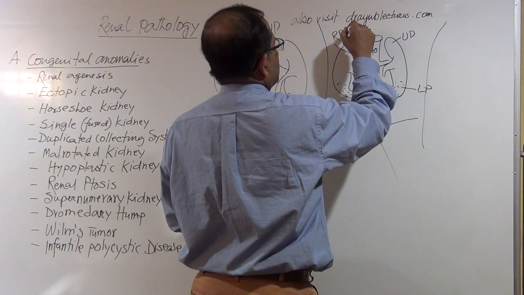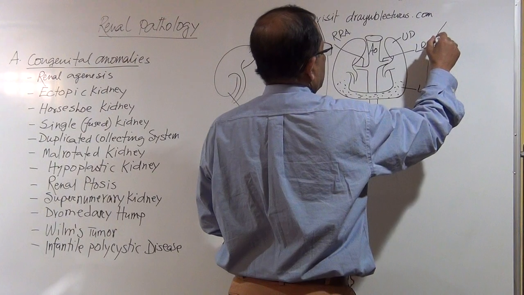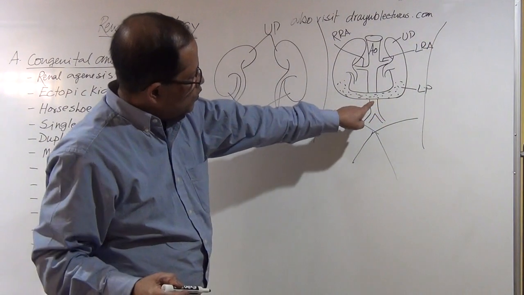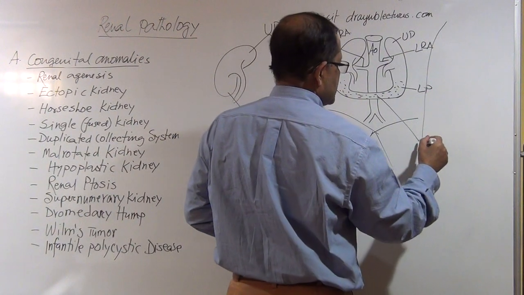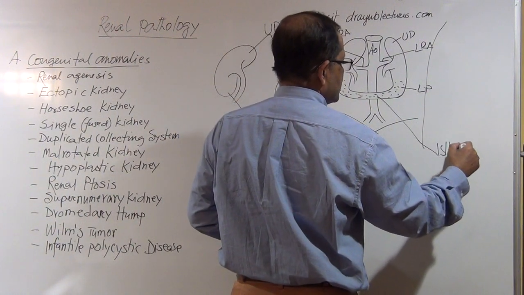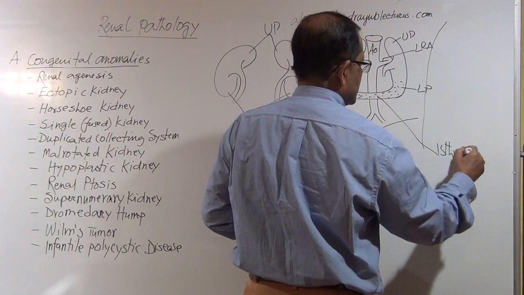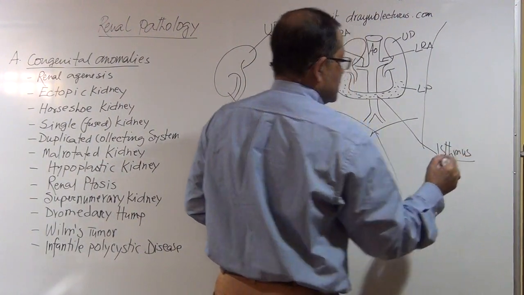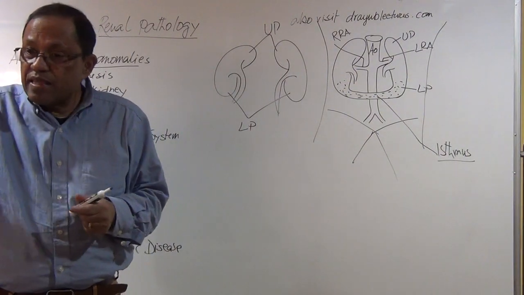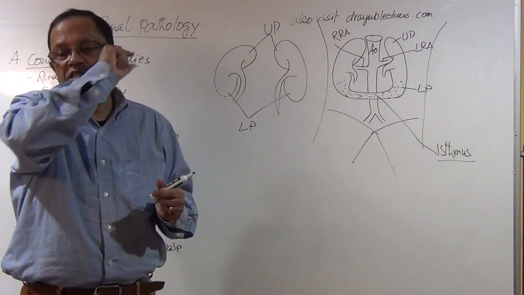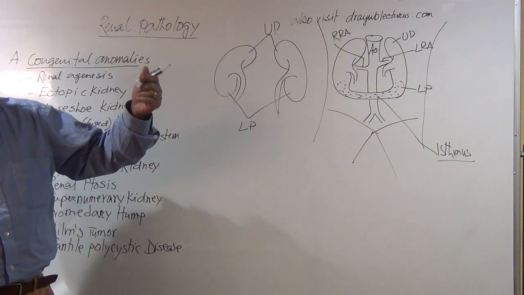This is the right renal artery, and this is the left renal artery. So now this is called the isthmus. This isthmus is nothing but the renal functioning tissue. Renal functioning tissue, which tissue? Cortical or sinus?